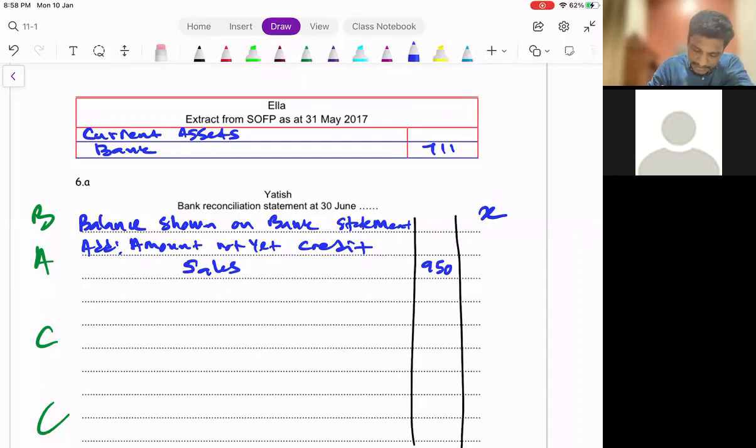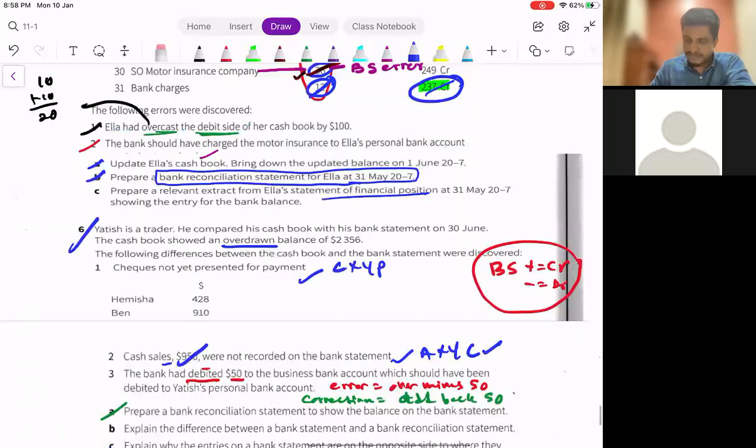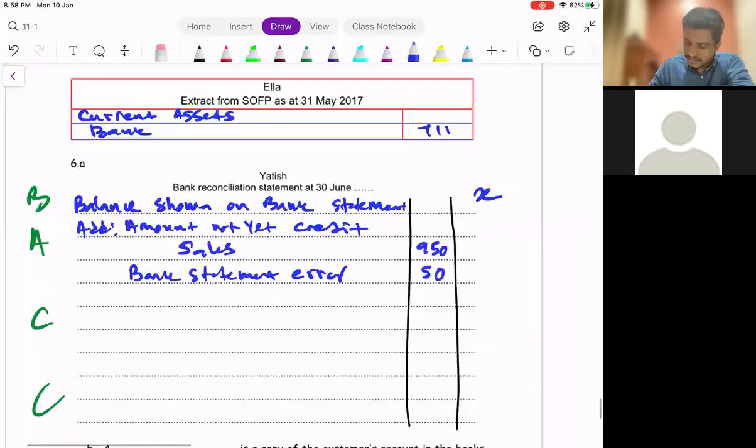The bank error. There is a bank statement error. You can write bank error or bank statement error. How much is the bank error that we are supposed to add back? 50. The correction is we need to add back the 50. So I write here 50. So total up, I get 1000.